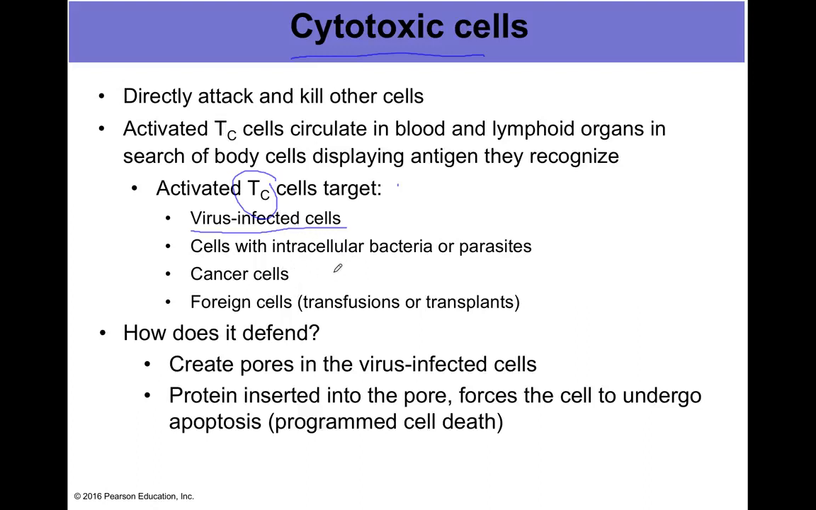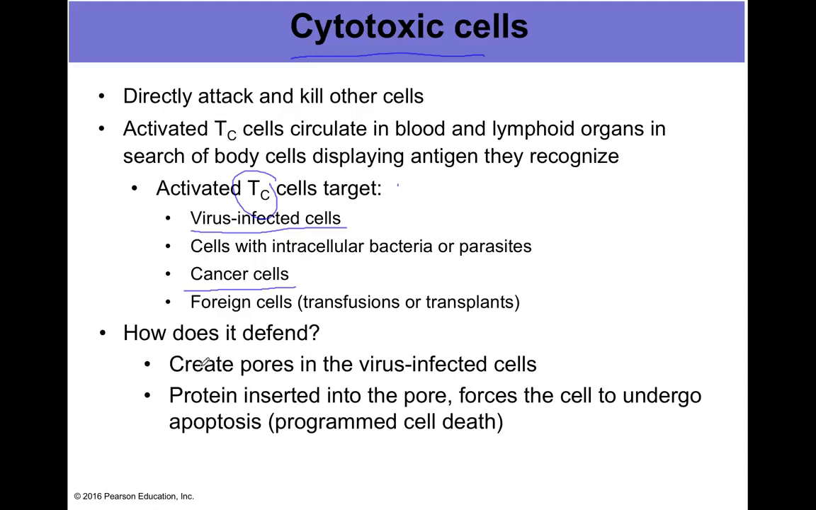They should be cells that have intracellular bacteria or parasites. Basically, within them, they have bacteria or parasites residing in them or damaging them. Cells that are identified as cancerous, and any foreign cells that are introduced through the process of transfusion or transplant. So a lot of the time, when people are undergoing transplants, they are taking a lot of medication to suppress their immune response.